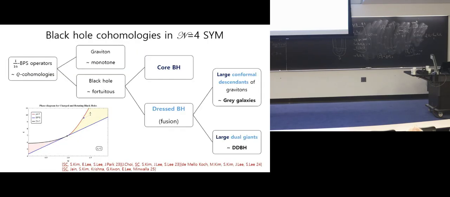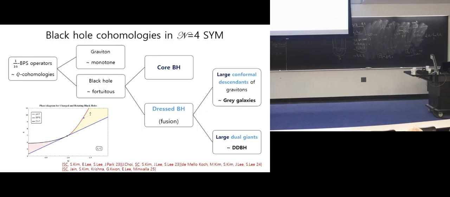So this is a schematic summary of what we found. We are studying the 1/16 BPS operators, and we have two types of BPS operators. One is monotone, and the other is fortuitous. Among fortuitous operators, we define some core black holes, and we want to study the dressing of core black holes by graviton operators. We found that only certain gravitons are admitted to dress the core black holes.